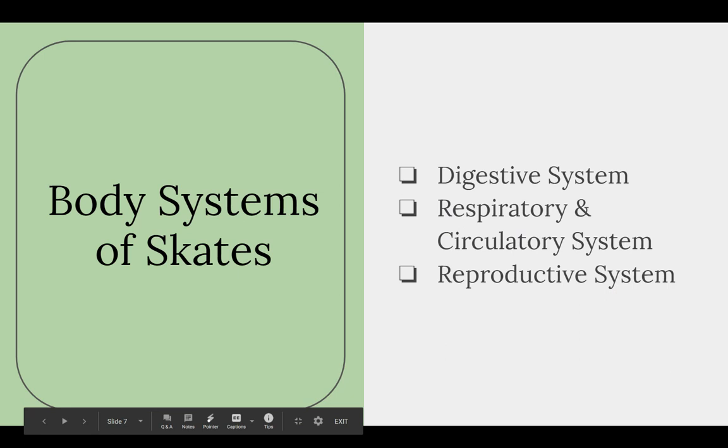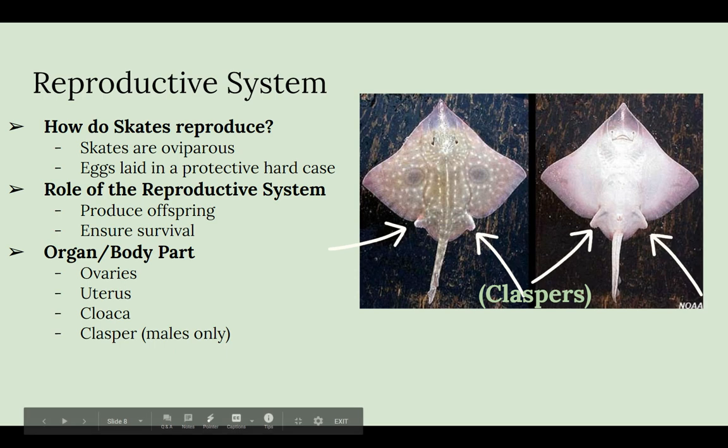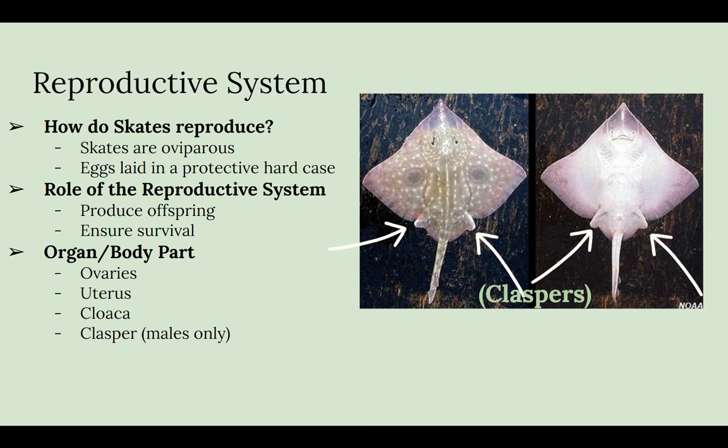And now for the body systems of them. So how do skates reproduce? Skates are oviparous. They produce eggs that develop and hatch outside of the body. The eggs are laid in a hard case that is called a mermaid's purse.